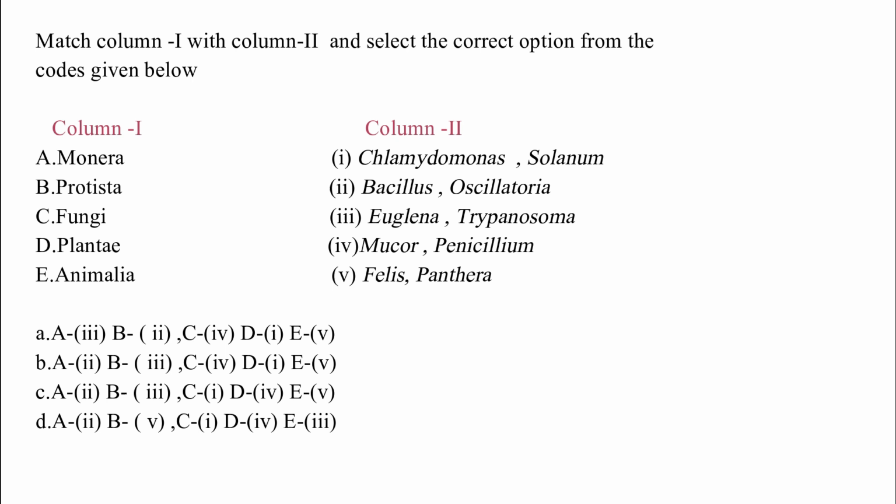Monera match with Bacillus and Oscillatoria, Protista match with Euglena and Trypanosoma, Fungi match with Mucor and Penicillium, Plantae match with Chlamydomonas and Solanum, Animalia match with Felis and Panthera.